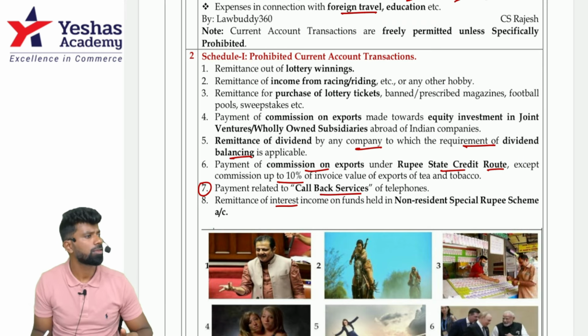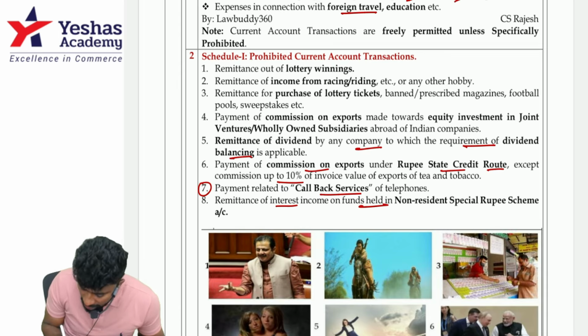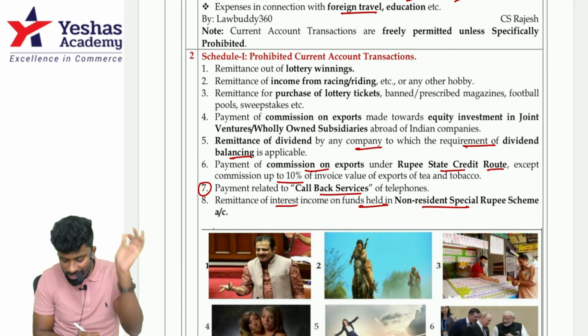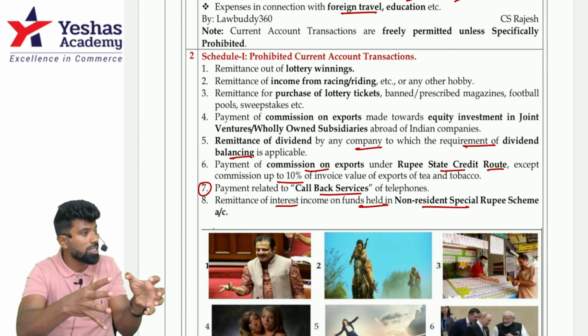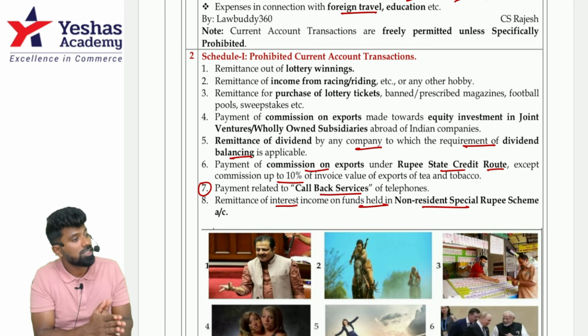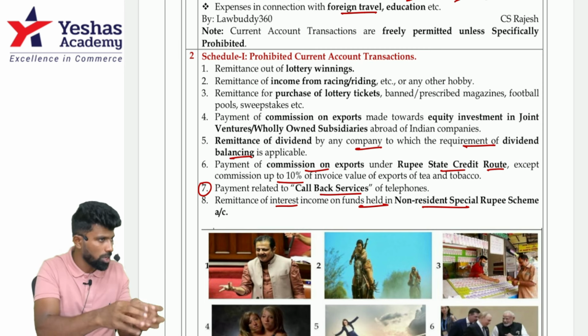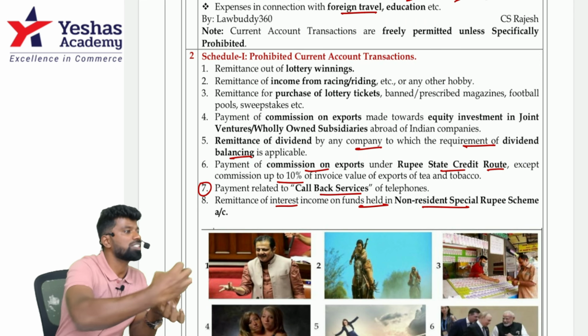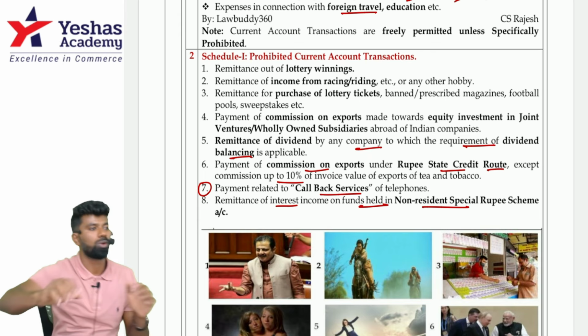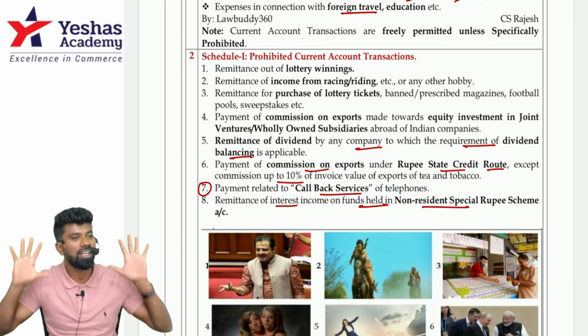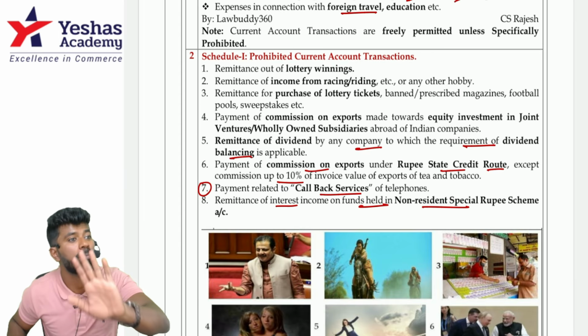What income? On funds held in which account? Non-resident special rupee scheme account. If you have funds in a Resident, non-resident special rupee account, and there is any interest income on that account, can you send it outside India? No. Prohibited. So these are the 8 transactions which are prohibited.